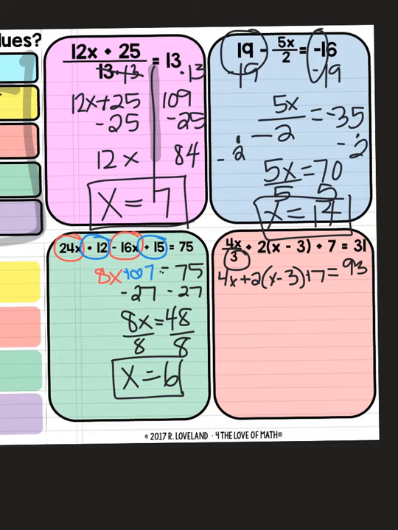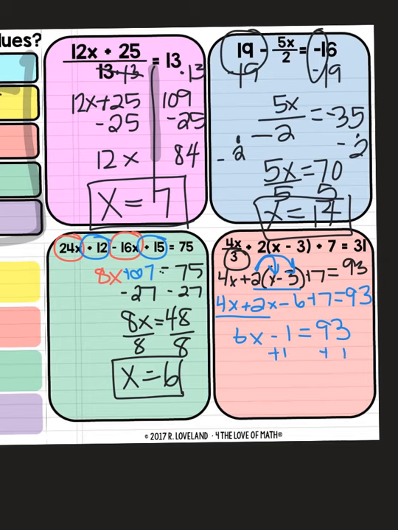Okay, now what we need to do is unfold this. So we need to distribute this. So we're going to end up with 4x plus 2x, because 2x, and then 2 times negative 3 is minus 6 plus 7 equals 93. This is going to be 6x. This is going to be plus 1 equals 93. I'm going to subtract 1, subtract 1. I get 6x equals 92. Then I divide by 6.